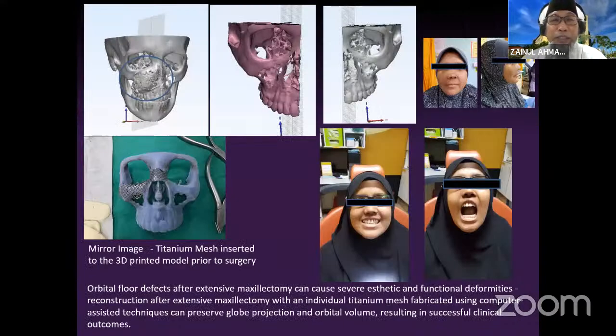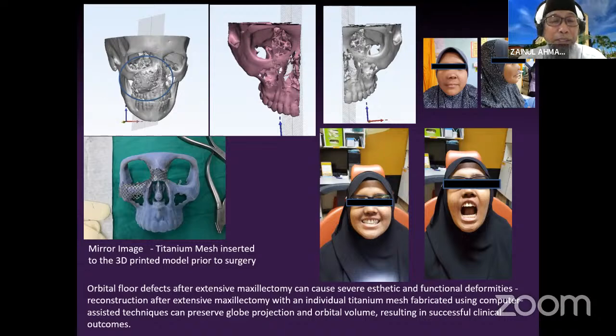You do the mirror. This is one of the patients. We did a mirror image of the left and transferred it onto the right. We crop the data, remove the lesion, and then bring it to 3D printing. We print the skull, and we put a titanium mesh.